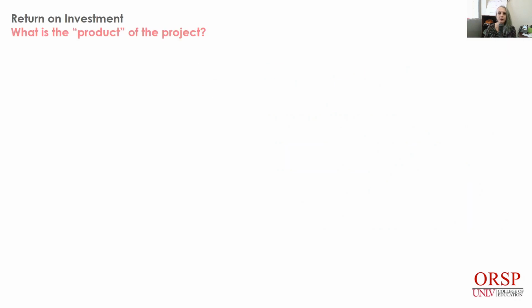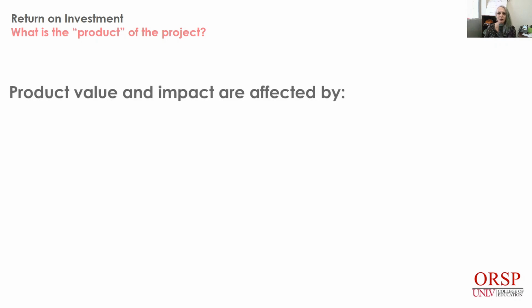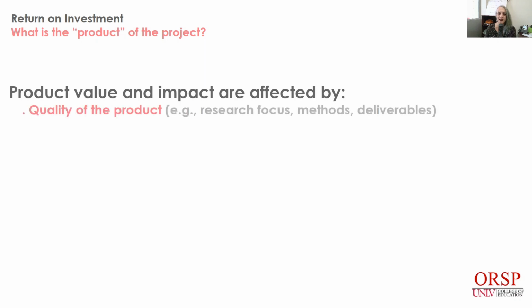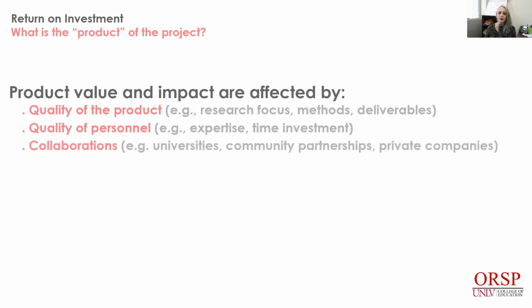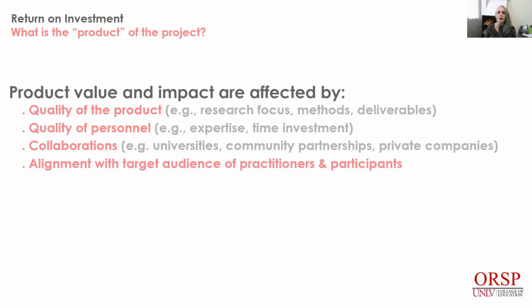When we think about impact, it's common to think about return on investment, on the investment that the sponsor is making in the project. But to grasp this idea, it's good to have an idea of the product of the project. When thinking about product value and impact, we can understand how they are affected by the quality of the product itself, the research focus, the methods, the deliverables, the quality of the personnel involved, their expertise, the time investment, the collaboration established between universities, community partners, private organizations, the alignment with the target audience of practitioners and participants.